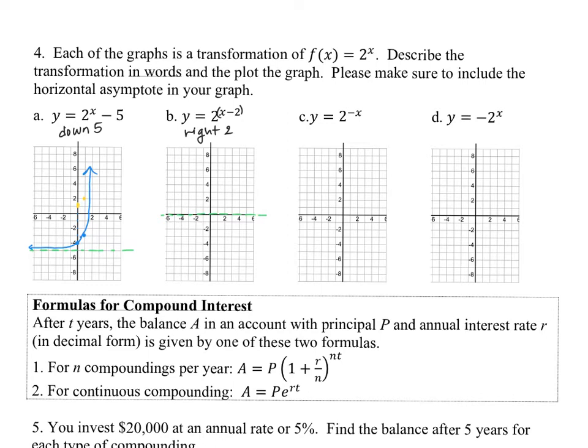Okay, if I take my y-intercept, which is normally 0, 1, and move it to the right 2, it's going to go over here. Okay, normally 2 to the 1 is 2, so normally I have a nice point here. If I move that to the right 2, I have a point here. Okay, I know this has to go down towards my horizontal asymptote, and then the other side must be increasing.